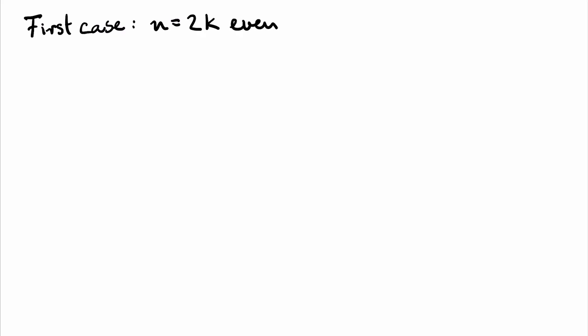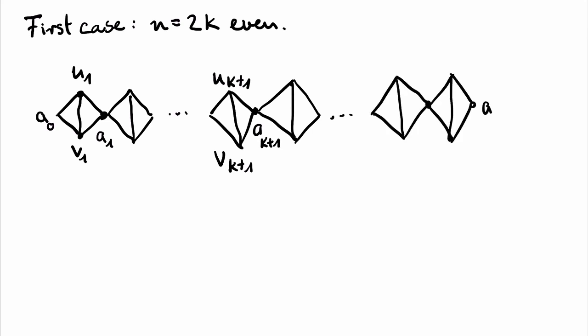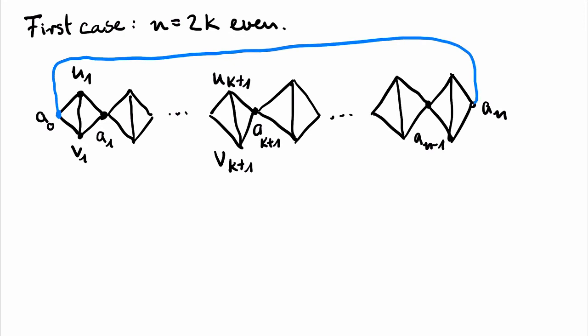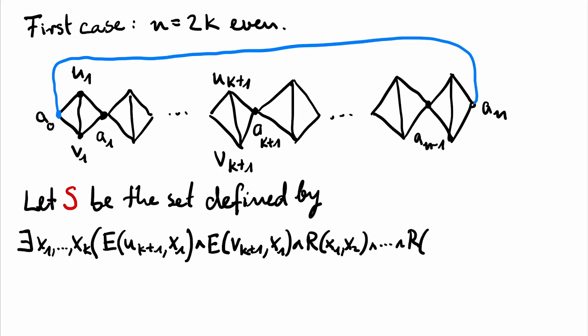Suppose first that n is even, of the form 2k. Let u1, v1, u_{k+1} and v_{k+1} be as in the picture that I've drawn for you. Let S be the set defined by the following primitive positive formula. We can imagine this formula as walking along the diamonds. We start from u_{k+1} and v_{k+1}. Then the variable x1 could therefore be a_k or a_{k+1}. Then we follow k minus 1 diamonds, and at the end we follow another edge. The set of all vertices that you can reach like this is S.